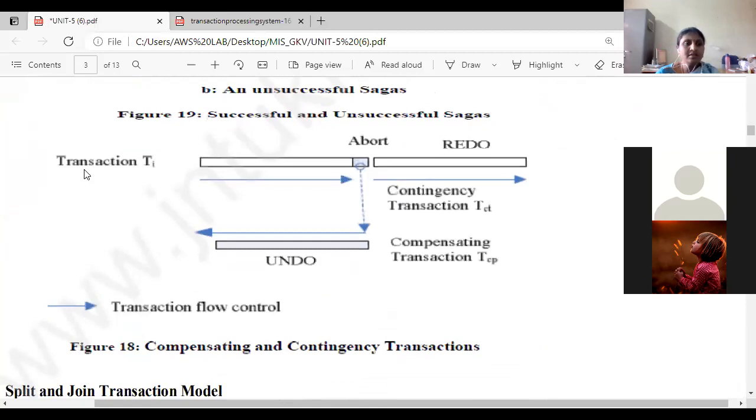Next here, see a transaction TA, whenever it is aborted, whatever changes we have made to the database are undone, and the undo effect happens.